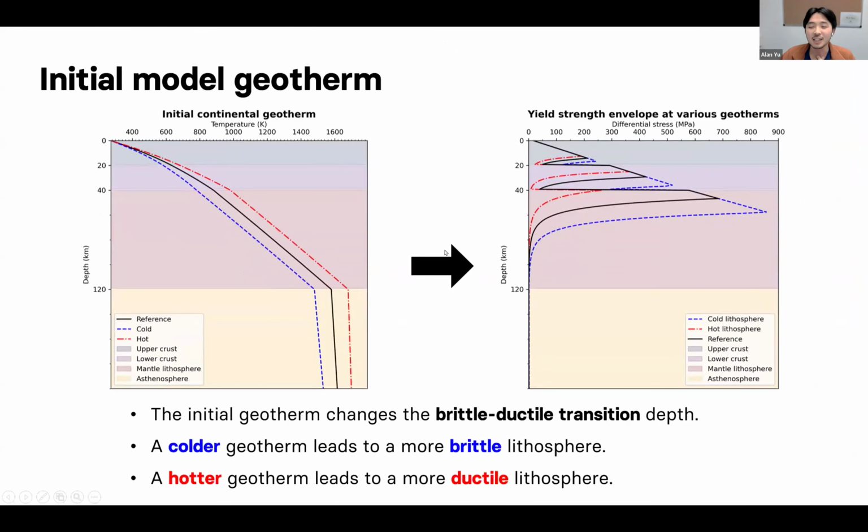Next, we tested the influence of the initial geotherm. Changing the initial geotherm can change the depth at which the brittle deformation and ductile deformation occurs. With a colder geotherm, we can see that the lithosphere is more brittle, and with a hotter geotherm, we can see that the lithosphere becomes more ductile.